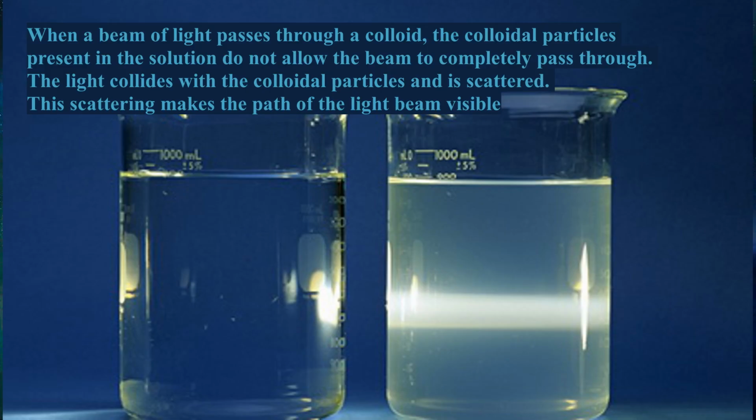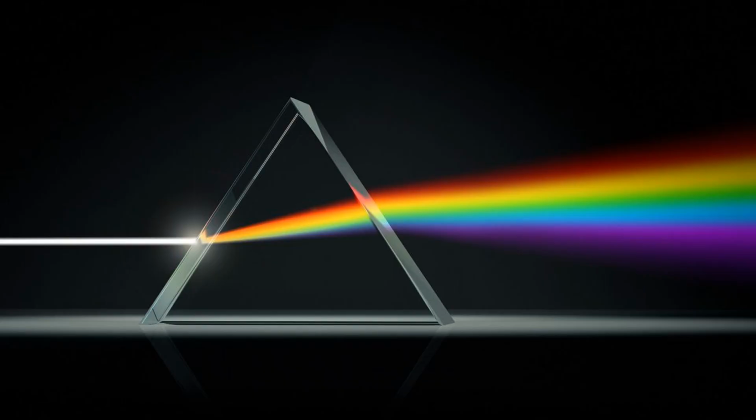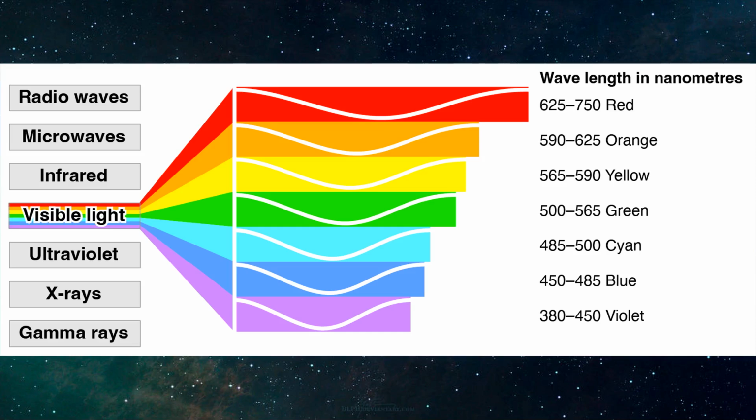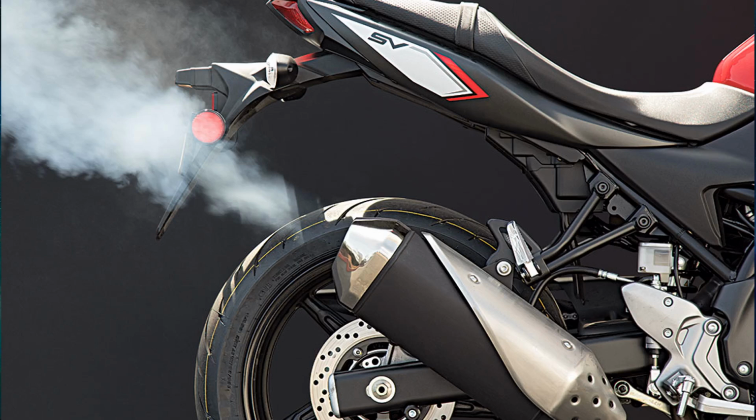Generally, blue light is scattered to a greater extent when compared to red light. This is because the wavelength of blue light is smaller than that of red light. This is the reason why the smoke released by motorcycles sometimes appears blue. The Tyndall effect was first discovered by, and is named after, the Irish physicist John Tyndall.